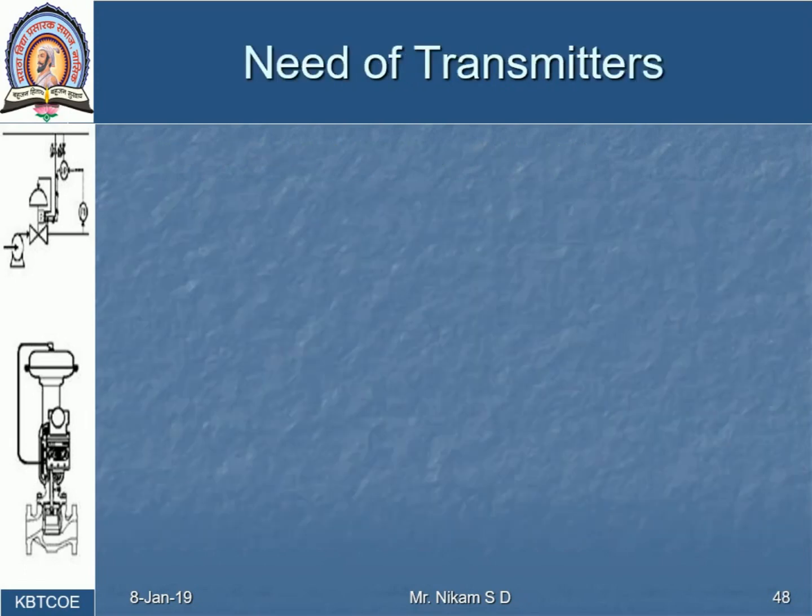Next, need of a transmitter. This is a very simple thing. Why do we require transmitters? Because we have to transfer the signal from the field to the control room, and the signal which is given by the controller to the control valve. As I told you, some signals get transmitted from the field to the control room and some signals get transmitted from the control room to the field. So for that transmission purpose, we must have the transmitters. Otherwise it is not possible.